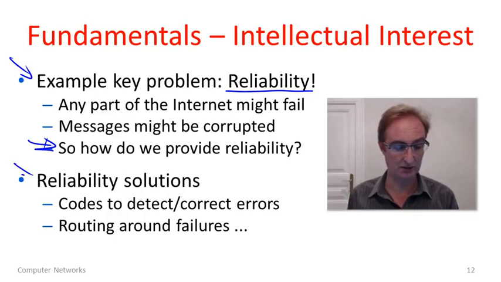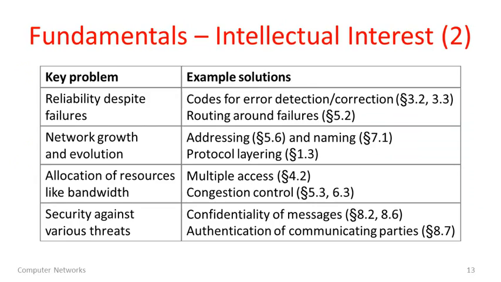Luckily, some clever solutions have been devised, and we'll learn about them during the course, that provide fairly high kinds of reliability. For instance, we'll learn about codes which can detect and correct errors, and also routing strategies which can route around the failed components of the internet. And reliability is just my example, the one I chose to talk about here. There are other deep problems that we'll look at in networking during the course.